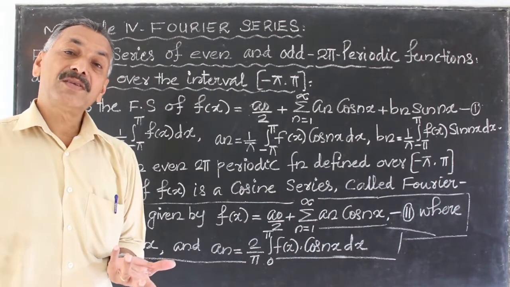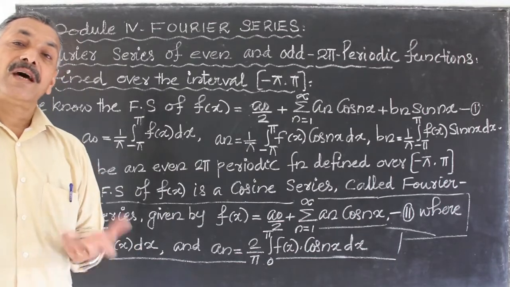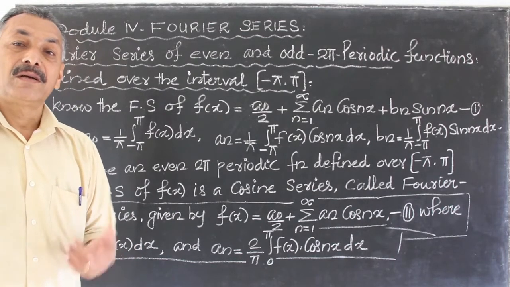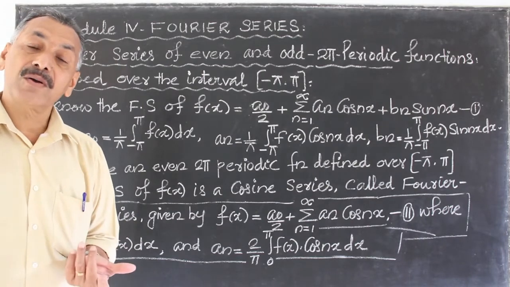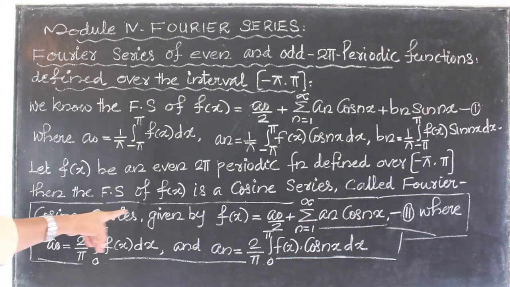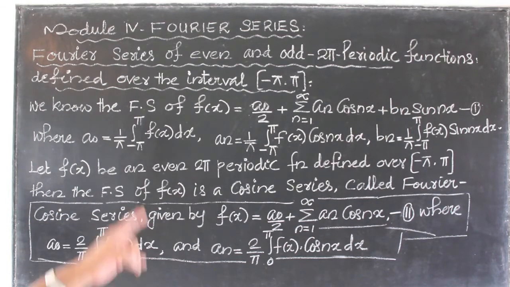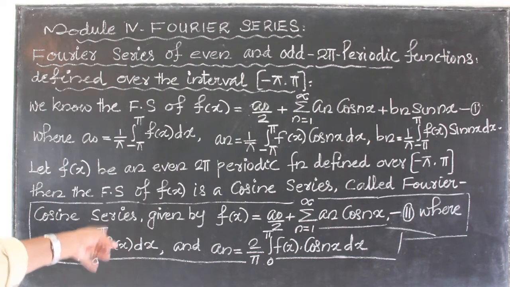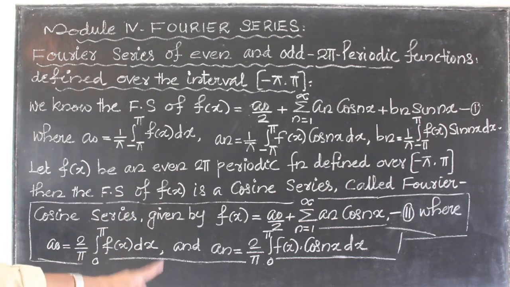Another problem, Fourier series, minus pi to pi, 2 pi periodic function. Then next examine whether the function is even or odd. If f(x) is even, then we have the Fourier series of f(x) is equal to a0 by 2 plus sigma n 1 to infinity an cos nx, where a0 is equal to 2 by pi integral 0 to pi f(x) dx, and an is equal to 2 by pi integral 0 to pi f(x) into cos nx dx. Bn is equal to 0.